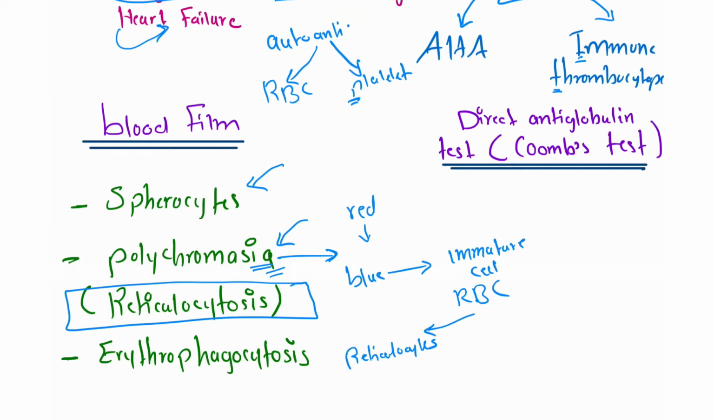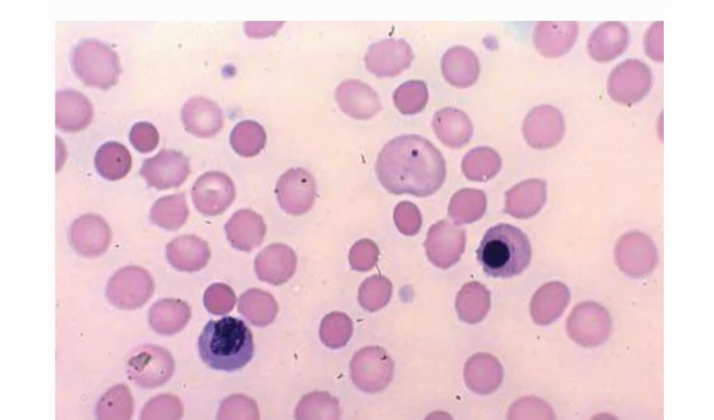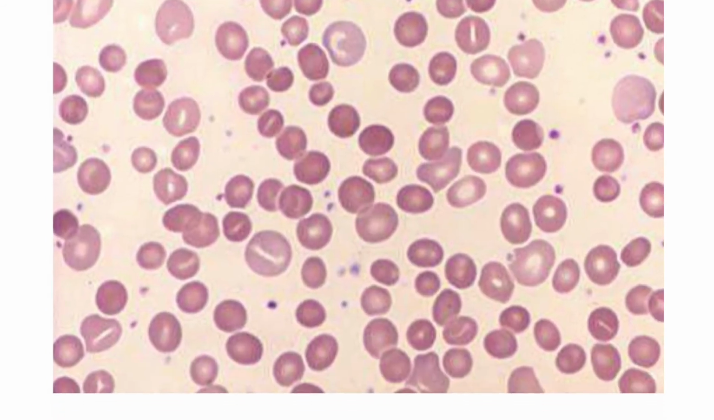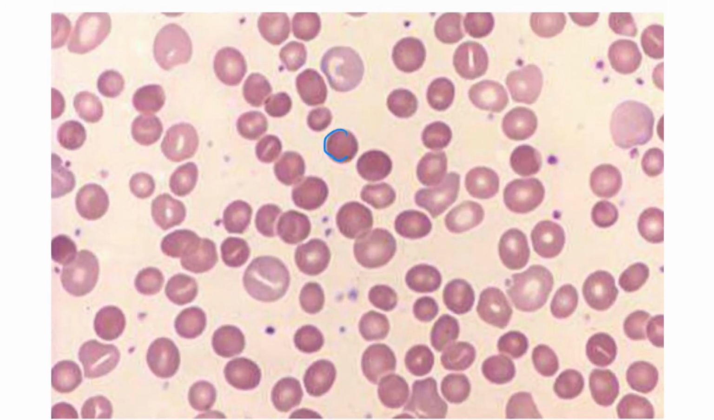ونقدر نلاحظ the presence of erythrophagocytosis. شنو نقصد بيها؟ نقصد بيها the presence of macrophage و inside الماكروفاج اكو RBC، يعني مسويت لها engulfment، نسميها erythrophagocytosis. This microscopic feature of peripheral blood smear revealed the presence of spherocytes. نشوف ال RBC على شكل spherocytes. This microscopic feature also revealed the presence of spherocytosis.